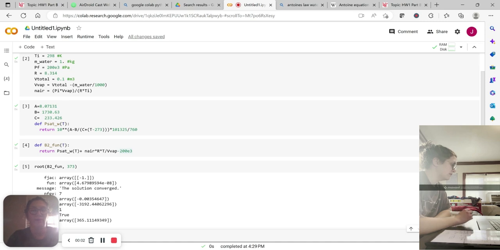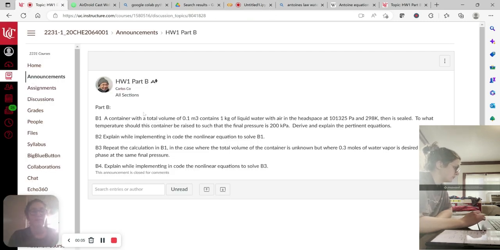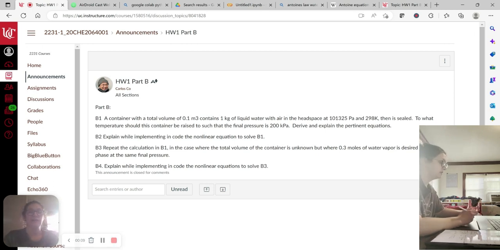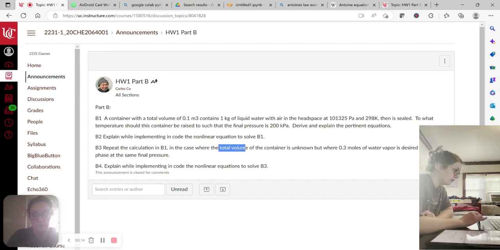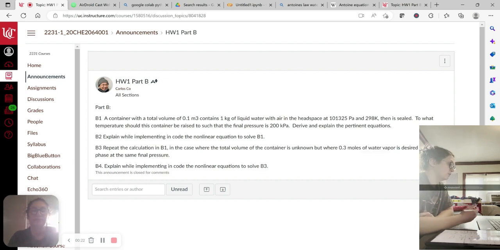So now we're ready to move on to B3. So B3 gives us another scenario that is very similar to what we just did in B1 and 2, except this time we don't know the total volume of the container, and we do know that there are 0.3 moles of water vapor when we reach our final pressure. So in this scenario, we have two unknowns, so we're going to need two equations in order to solve this.